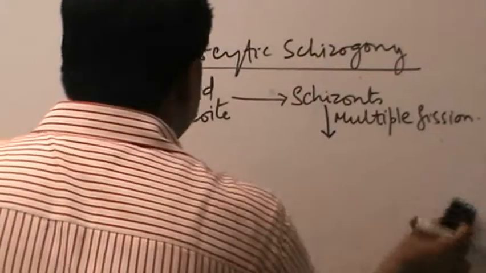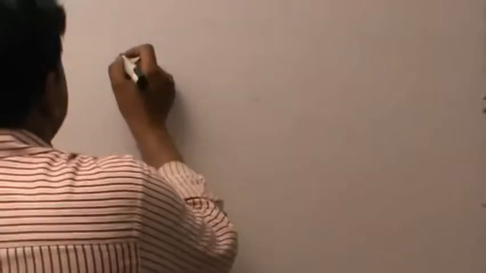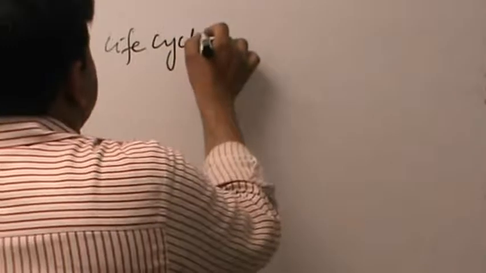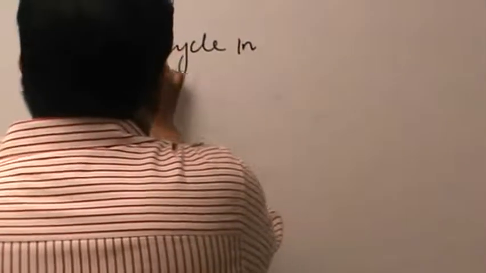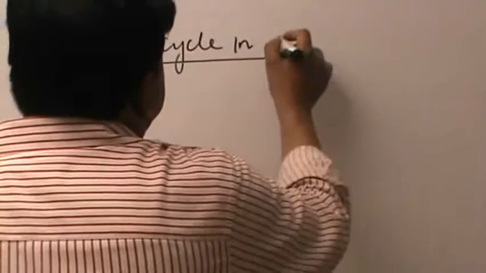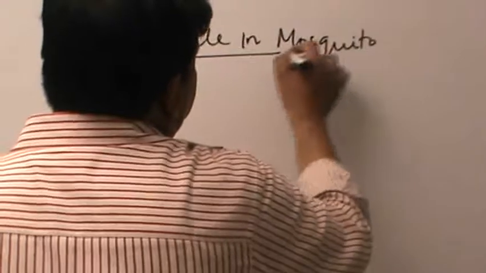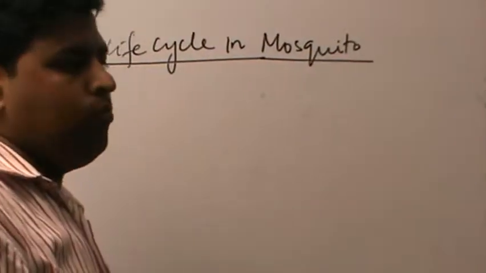So all these cycles from sporozoite to the schizont stage take place in human beings. That is the asexual part of the life cycle of the Plasmodium. Now these schizonts are taken up by the Anopheles mosquito. So now the life cycle in the mosquito. That is the life cycle of the Plasmodium in the mosquito.